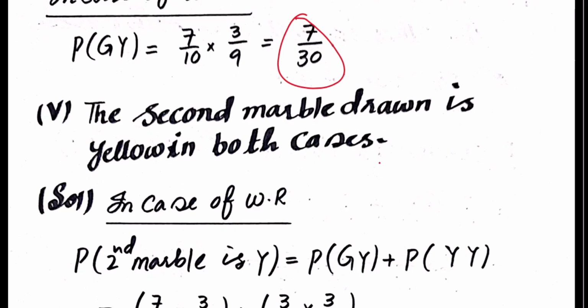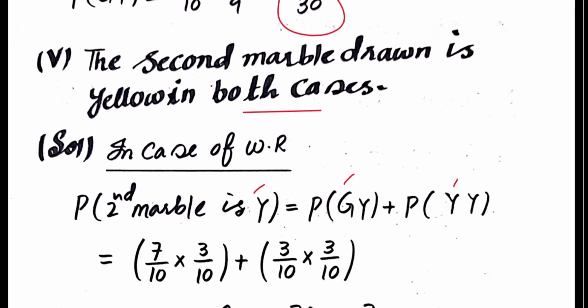The second marble drawn is yellow in both cases. Now in this part, there is no condition on the color in the first draw. So when you say the second marble is Y, the first marble could be green or yellow both, because it is not a condition that the first color should be green or yellow. It is only given that the second marble should be yellow in both cases. Both cases mean in case of with replacement and in case of without replacement.